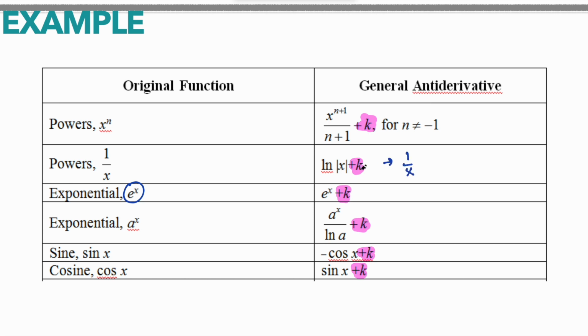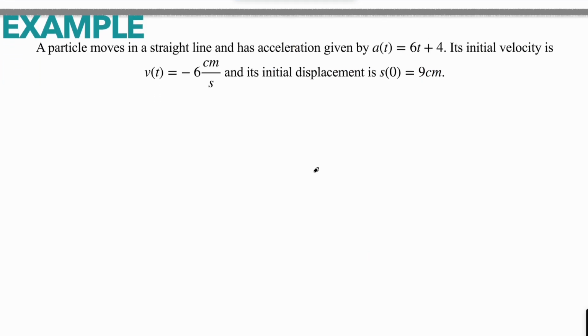So let's do a problem. A particle moves in a straight line and it has an acceleration. If you have some position as a function of time and I take the derivative, I would get the velocity. And if I take the second derivative, I would get the acceleration. So the acceleration is the second derivative.